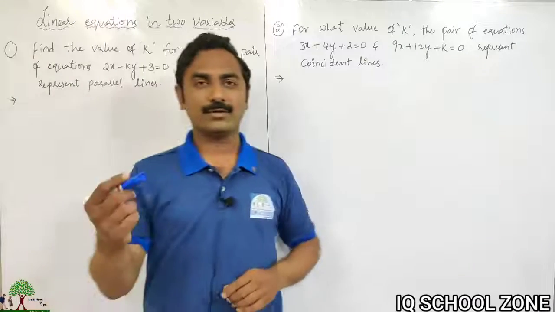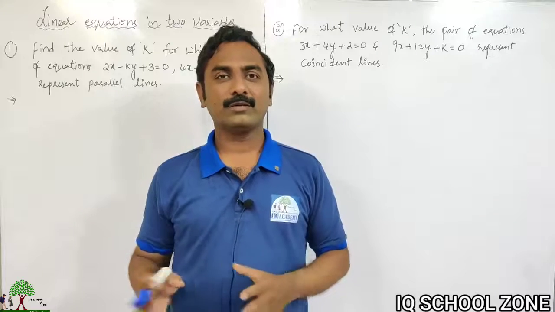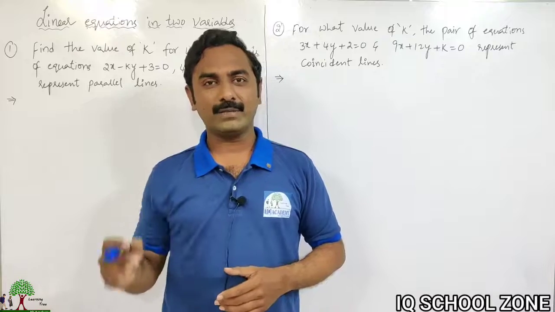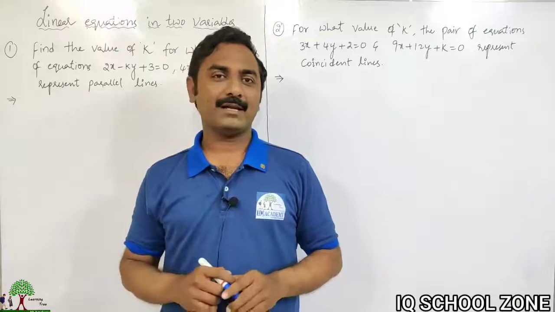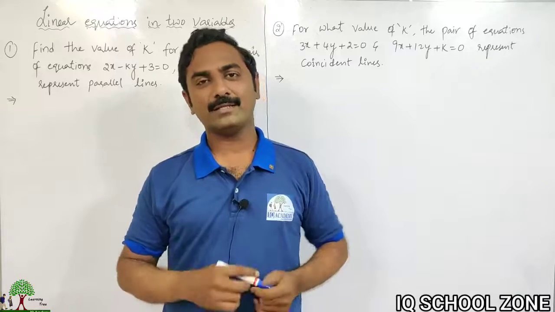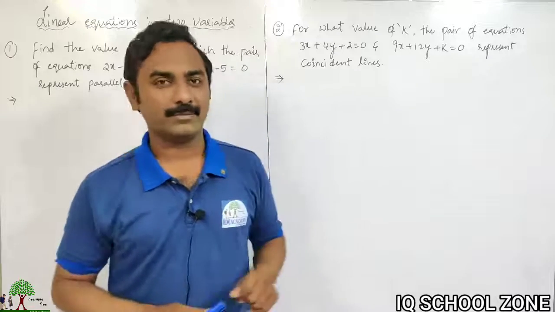A1 by A2 is equal to B1 by B2 is equal to C1 by C2, then we call those lines coincident lines. If A1 by A2 is equal to B1 by B2 not equal to C1 by C2, then they are called parallel lines. And if A1 by A2 is not equal to B1 by B2, they are called intersecting lines. We'll use those conditions here for solving these problems.